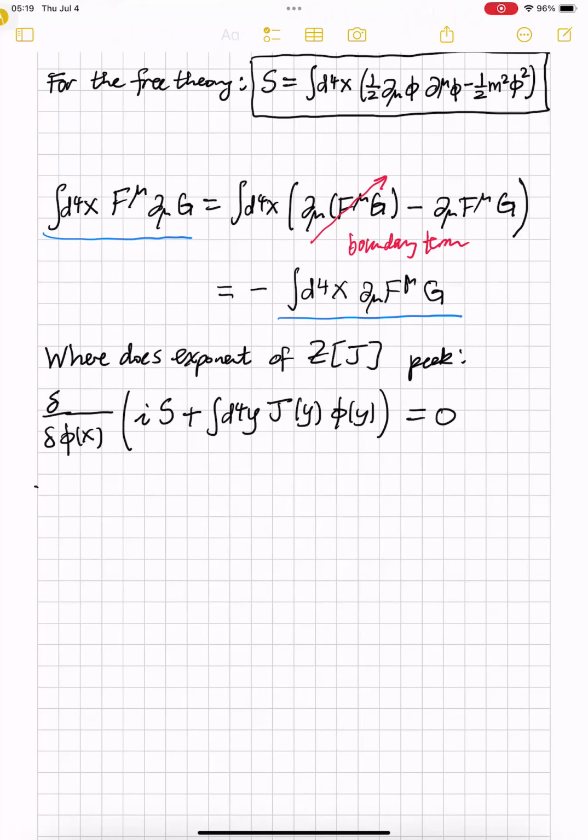So let's just see exactly what we're calculating. We've got δ/δφ(x). Then we've got i. Let's plug in the action.